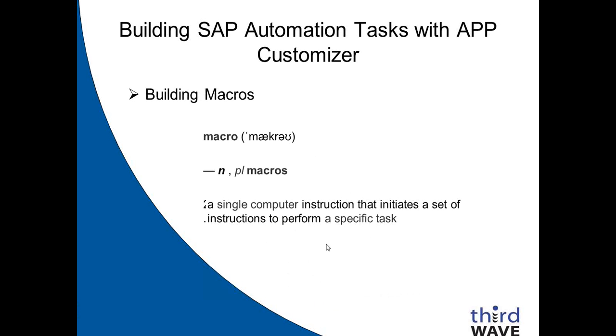Okay, and right on point, our next topic is building macros. So let's talk about this as a new term possibly for people. A macro, as defined by some dictionary out there on the internet, is a single computer instruction that initiates a set of instructions to perform a specific task. So it's basically give me a couple of instructions, wrap them all together and package them, and then when I run something, let it run all of those things at once.